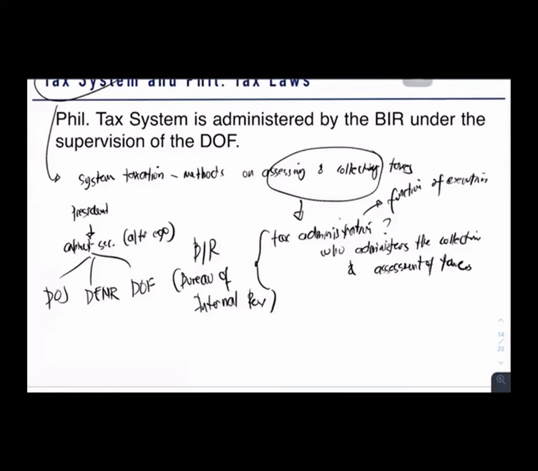So the heads are, of course, coming from your cabinet secretaries. And your DOF is still formed of different bureaus. So under the DOF, there are other bureaus. For example, you have your Bureau of Internal Revenue, you have your Bureau of Treasury, you have your Bureau of Customs. So these bureaus are under the Department of Finance.